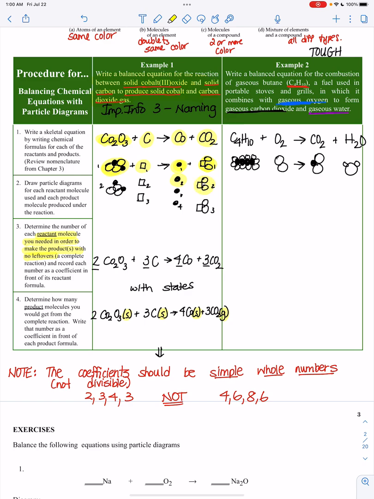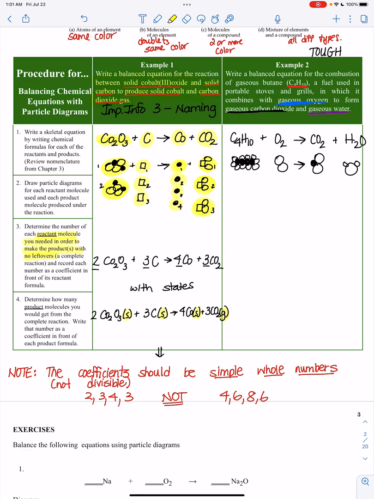I had to add another one of these CO2s for more oxygens. But then if I needed more oxygen, I needed to add a whole other one of these. And then I added another set of the CO2, and my oxygens were now beautifully balanced. I had 6 and 6 on the left. But my cobalts were not balanced. I needed 2 more. And my carbons were not balanced. I needed to add 2 more of those. So this was a bit of back and forth here.